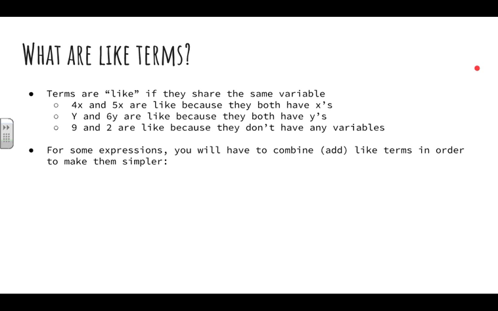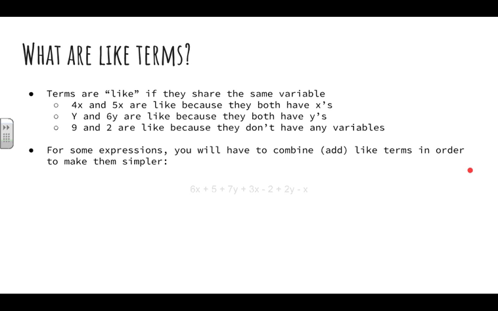4x and 5x are like because they both have x's. y and 6y are like because they both have y's. And 9 and 2 are like because they don't have any variables. So you could combine each of the pairs that I've shown you here in these examples. For some expressions, you're going to have to combine your like terms in order to make them simpler.